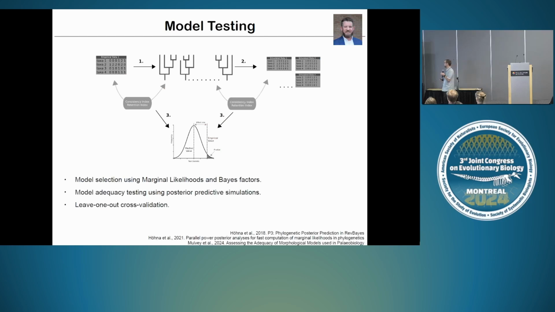We have worked a lot on model testing. Because RevBayes is Bayesian inference, most of the model testing is estimating marginal likelihoods and Bayes factors, but we also have been working a lot on model adequacy testing. Jeremy Brown and his group have really worked a lot on that. But we recently also integrated leave-one-out cross-validation, which is much faster. You don't need to do anything extra, just run your MCMC analysis once, and you get the cross-validation prediction score.